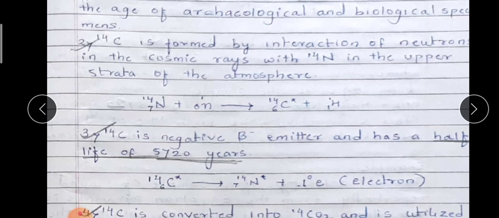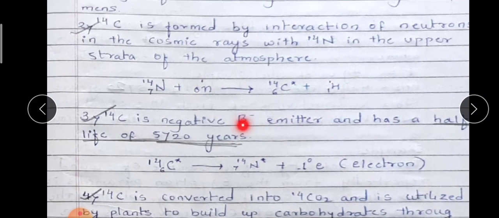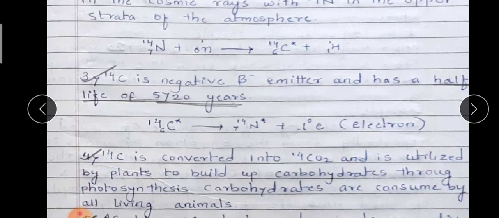14C is a negative beta emitter and has a half-life of 5720 years. Negative beta emitter is nothing but an electron emitter. It means 14C gives back the nitrogen again.